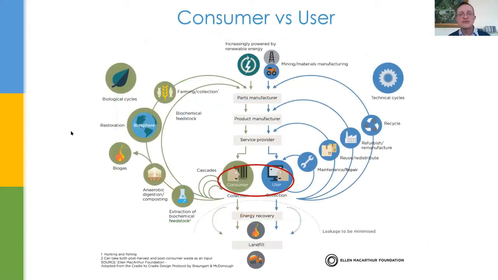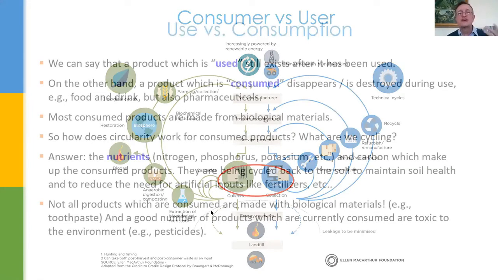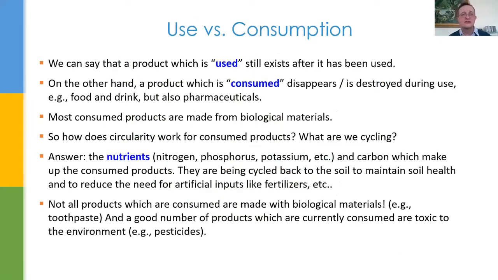Now, this distinction between the biological cycles, biological materials and technical materials, leads us to another distinction, which we see very clearly in the butterfly diagram, which is that we have a distinction between the consumer and the user. These are two terms which we often use interchangeably, but actually, at least for this, it's important to distinguish between the two. Now, that really means distinguishing between what we mean by use and consumption.